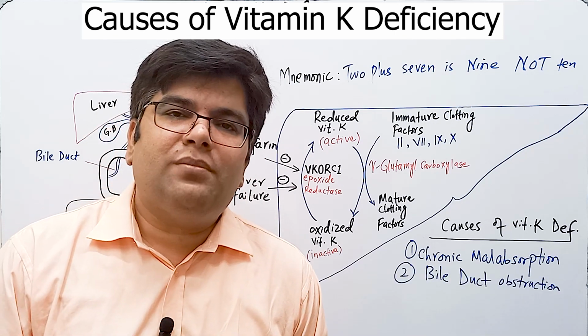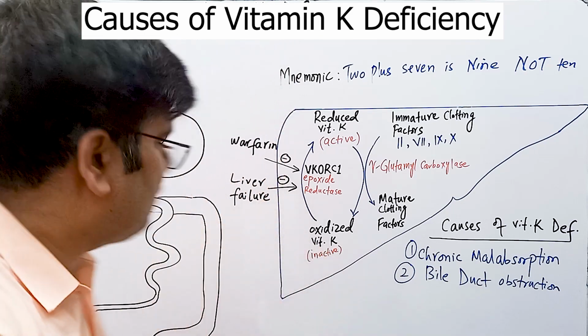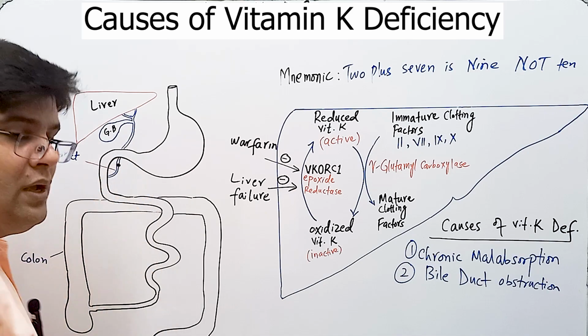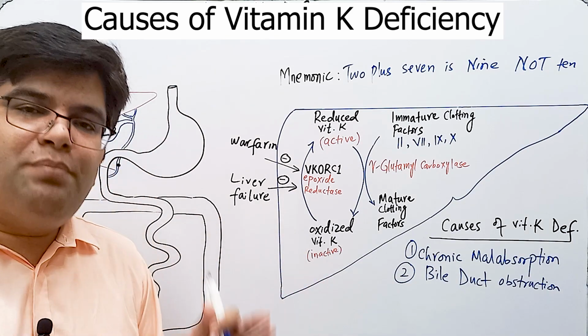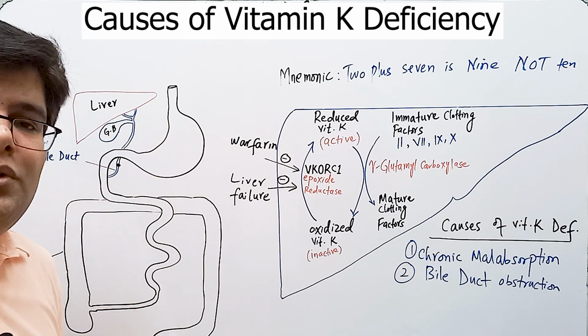Another important cause of vitamin K deficiency is bile duct obstruction. Let's suppose a person is having gallstones, and one of that stone is obstructing the bile duct here. Because of this problem, bile, which is a secretion of liver, will not be entering into duodenum.